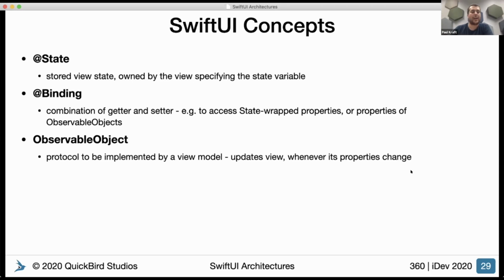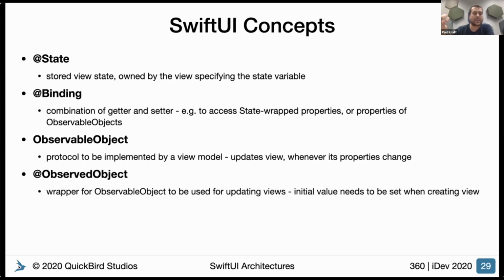Then there's the observable object protocol. It's a protocol that can be implemented by, for example, a view model or some other class, essentially. And in there, for that observable object, you're using an @Published property wrapper. There you can just implement some class with multiple properties that are then wrapped in this @Published property wrapper.